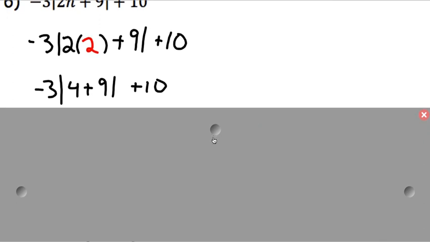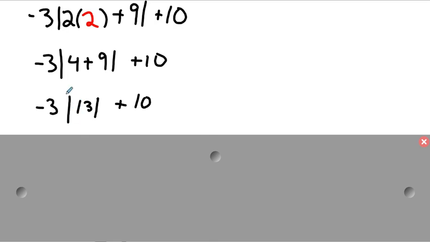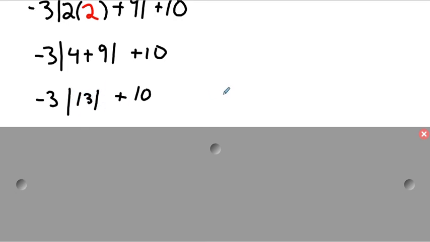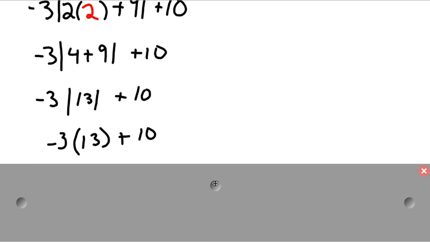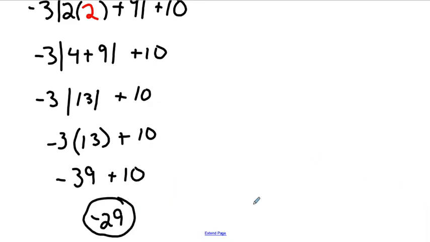Still working inside the absolute values, we need to clean that up. 4 plus 9 gives me 13, so I have the absolute value of 13. Now, the absolute value of 13 is just 13. You don't have to show a separate step for this, but what I did was I just replaced them with parentheses just to show that we are going to multiply these. But you could just say -3 times 13 since that's already positive. You don't need to rewrite that like I did, but I just wanted to show you what was happening. So -3 times 13 is -39. Last step, add that 10 to get your final answer of -29.